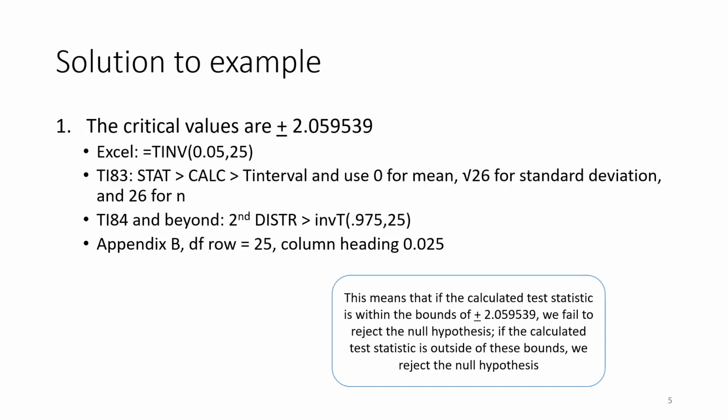So here's how it sets up. For the critical values, if we get a calculated value that's within the bounds, within plus or minus 2.059539, then we fail to reject. If we get a calculated value outside of this boundary, then we reject the null.